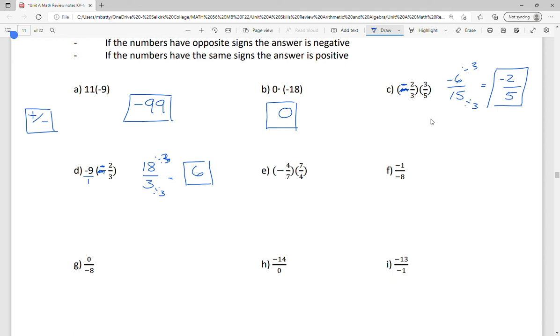There's a few fraction ones in here, so take your time with them. This tip of putting the negative sign with the numerator, I find to be really, really useful. I'll write the work for the later ones here, and you can give them a shot.